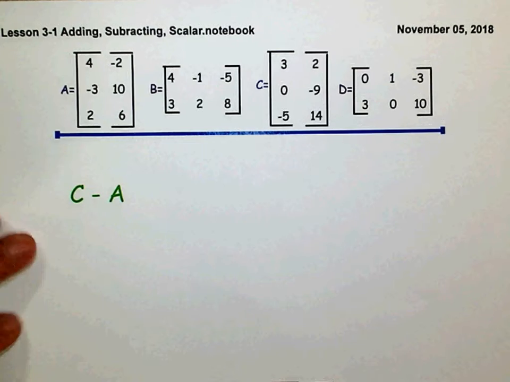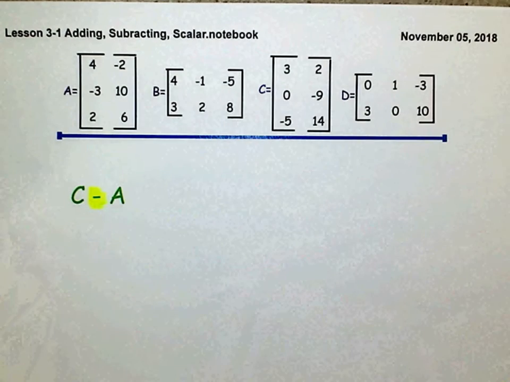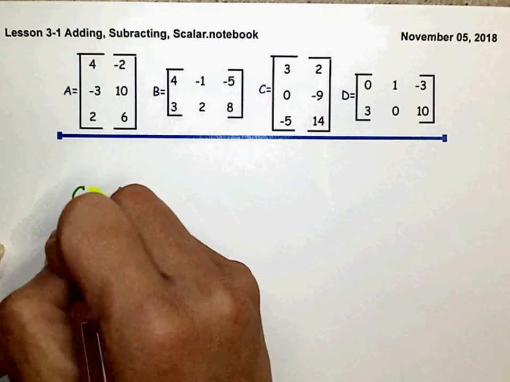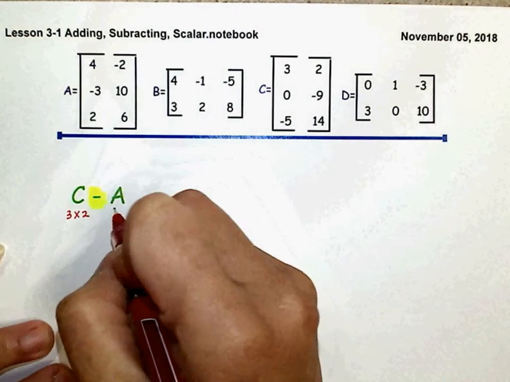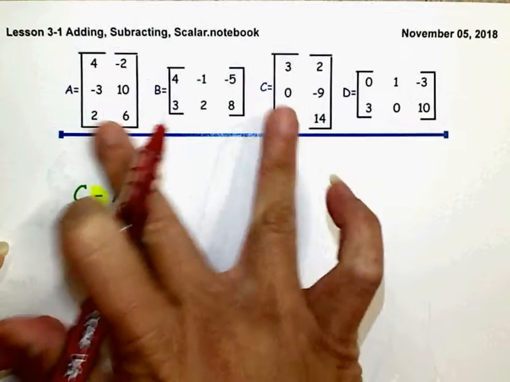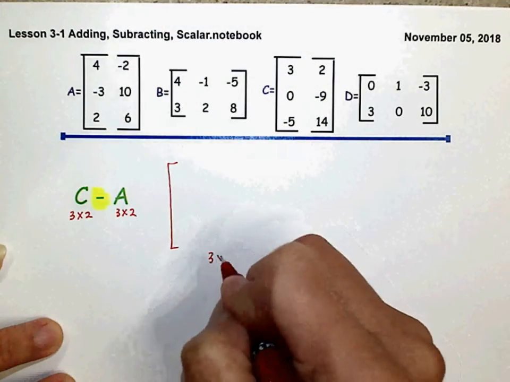Next example, okay? Notice this time it is not adding, it is subtracting. So let's see if the dimension's the same. C is a 3 by 2. A is a 3 by 2. Can I subtract these guys together? Absolutely. Now I'm not going to rewrite this, but I'm just going to show you the math. It's a 3 by 2, okay?